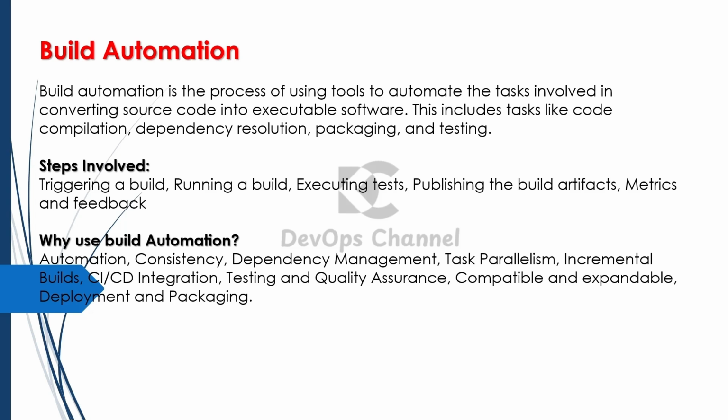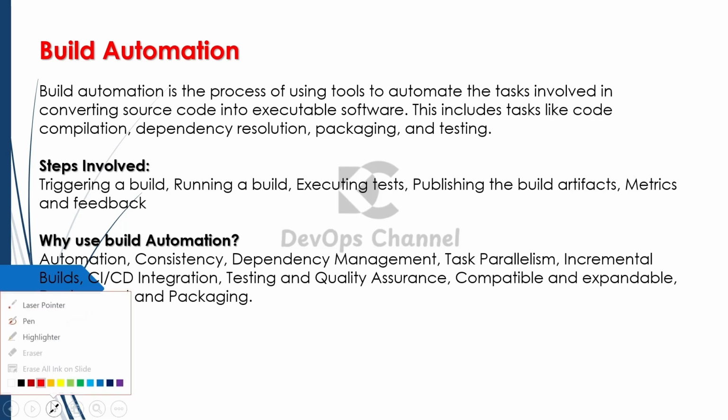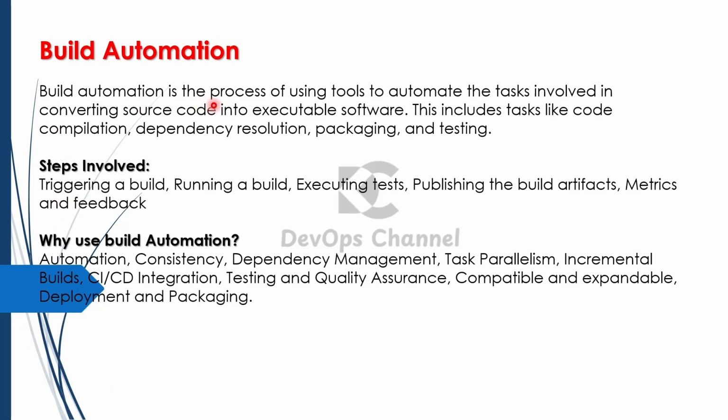Okay, so build automation, let me take my laser pen. So build automation is the process of using tools to automate the tasks involved in converting source code into executable software. Okay, so basically the developer writes their code and then as a result they should create executable software, right? So for example, if they are writing any Java code, then it should create a jar or war file, right? So we have a keyword, build automation, for this task of converting our source code into executable software.